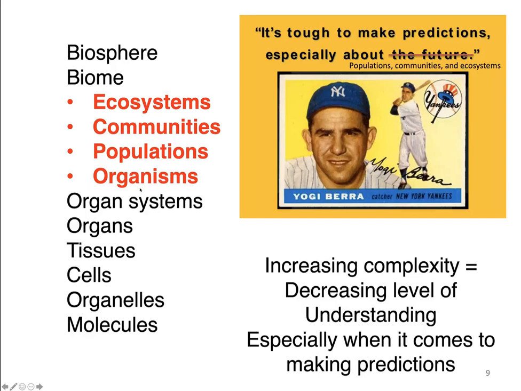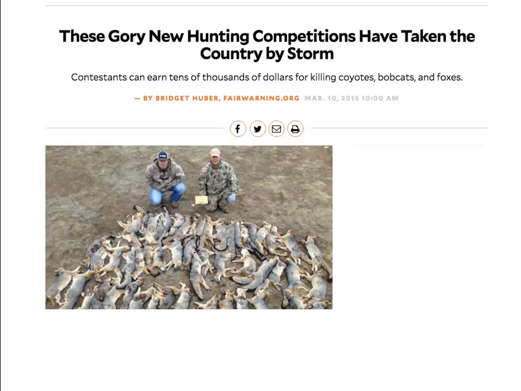And so when we're trying to make predictions about how an organism or population or community or ecosystem will change or react to particular changes, it's very complex. And so one of the major goals of ecology is to have a good enough understanding of the patterns that exist at these different organizational levels to be able to make predictions about how they're going to react to different changes or perturbations.